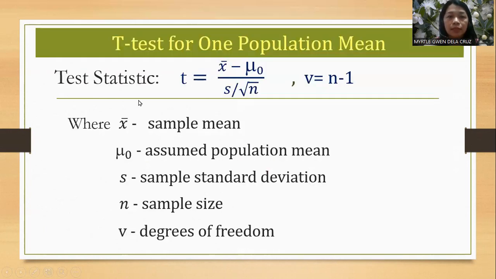So for the t-test for one population mean, the test statistic is again this one. x bar is the sample mean, mu sub 0 is the assumed population mean, s is the sample standard deviation, n is the sample size, and v is the degrees of freedom. So t is equal to the sample mean minus the assumed population mean divided by the standard deviation of the sample over the square root of the sample size. And the degrees of freedom is the sample size minus 1.